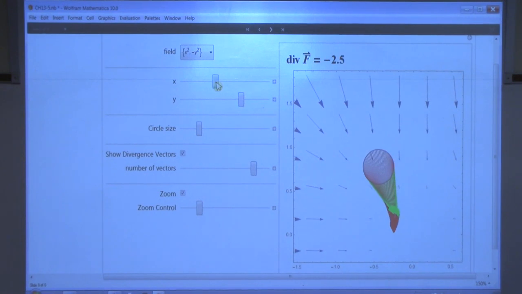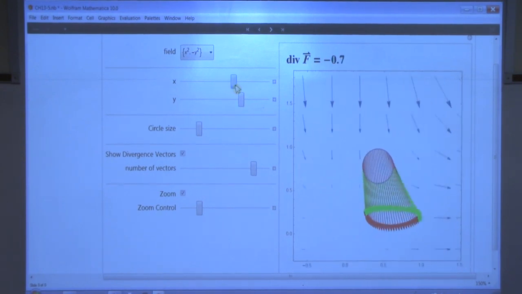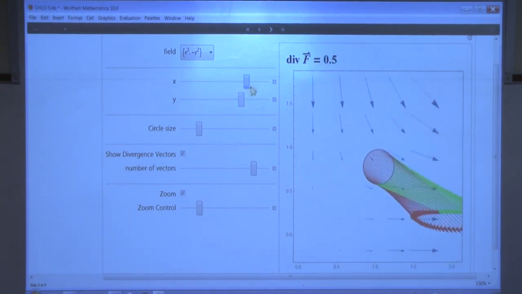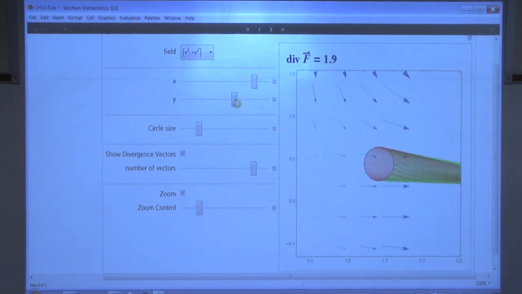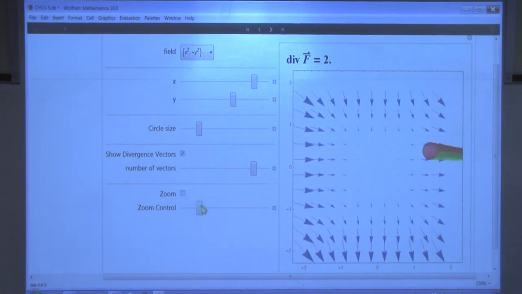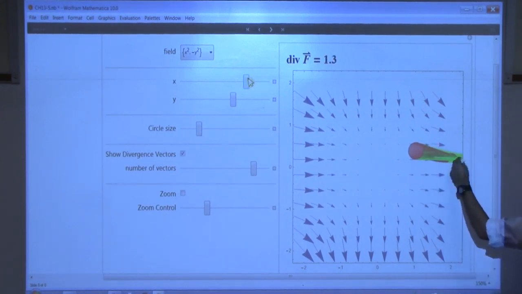Probably going to have to move to the other side. I don't know. Can I get my div to be positive? Let's see. Here we go. Oh, over here I've got some positive div. There we go. Let me zoom back out. I moved too far. I think you can kind of see it here. More going out. The green ones are longer. That's kind of cool, huh?